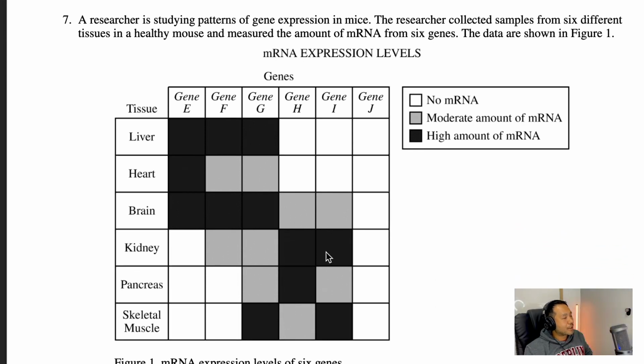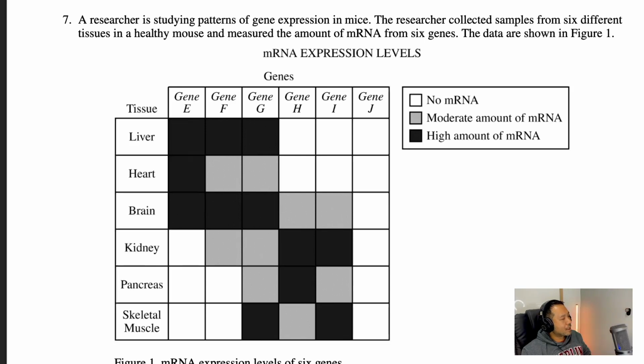Okay, next one. So what we're looking at here is a very interesting figure. On the column here, we have all the different tissues: liver, heart, brain, kidney, pancreas, skeletal muscle, and then we have these different genes. And the degree to which these blocks are shaded indicates the amount of RNA presence in the cytoplasm. So the most obvious takeaway is that the more mRNA that you have, the more protein expression there is. It doesn't always have to be that way, but that's the idea.